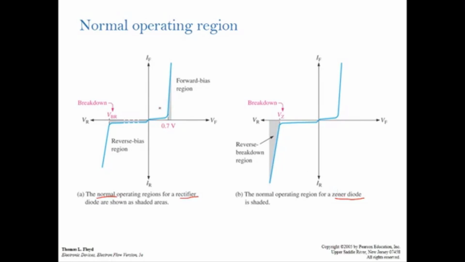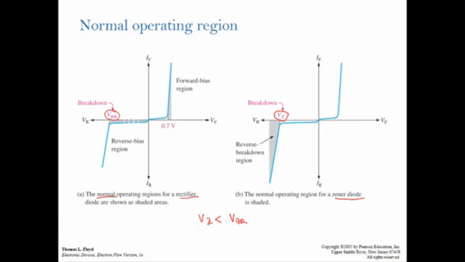Here you can see the line in the forward bias is almost the same for both. For the reverse bias region, although the shape is the same, the difference is actually the VBR. Here is VBR, here is VZ. In general, VZ is much lower than VBR, so the Zener voltage is lower than the breakdown voltage.